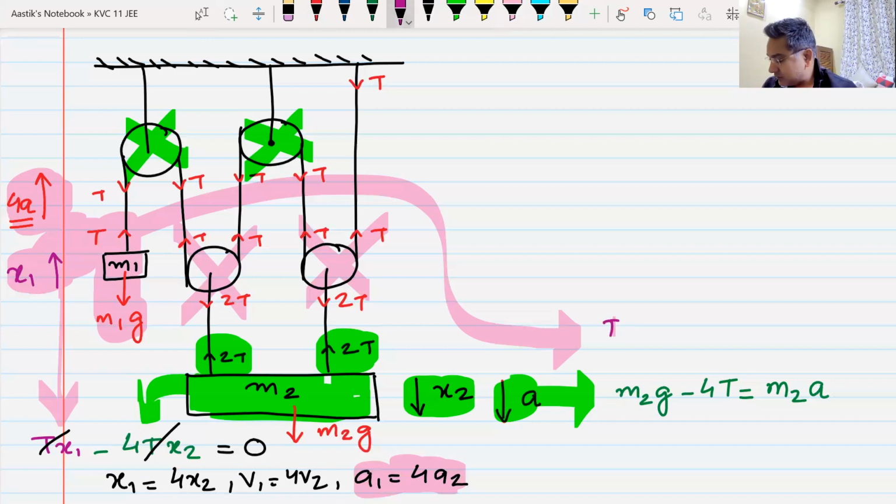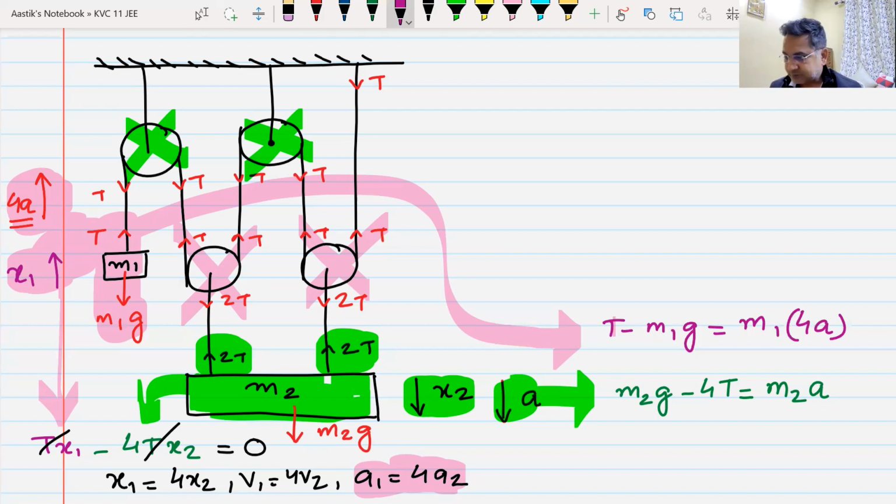So T minus the downward force, M1G, is equal to the mass M1 times its acceleration. Its acceleration is not A, my dear friends. That is what we have been doing for the past class. We have been finding the relation between M2's acceleration and M1's acceleration. It is not A, it is 4A. So it has to be multiplied by 4A.